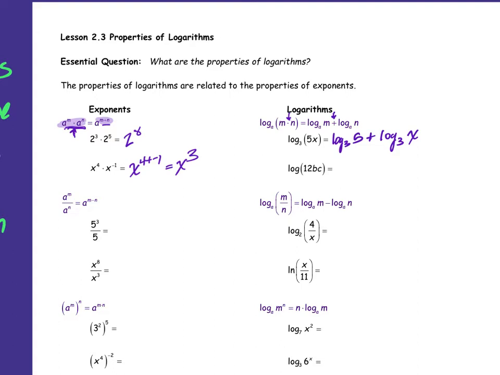Hence the second one, which has no base, so that's base 10. Remember we talked about that. If that has no base, it's base 10. So log of 12 times b times c would just be log 12 plus log b plus log c. And if I had 10 things multiplied together, when I expanded out, I'd have 10 little logs with plus signs between them. Okay, so that's just how that multiplication works.